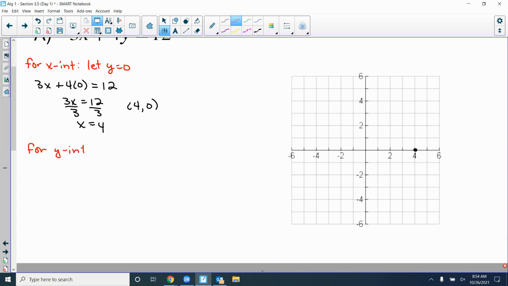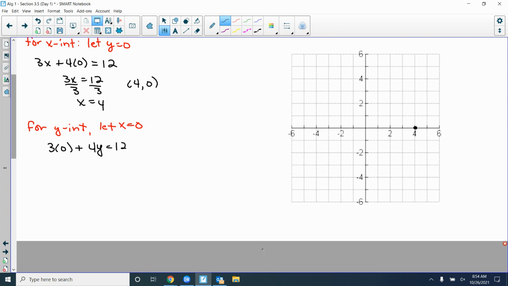For the y-intercept, what do we let equal 0? X. Same equation. So I'm going to make it 3 times 0 plus 4y equals 12. Basically, you're covering up that piece. It's going to be gone.